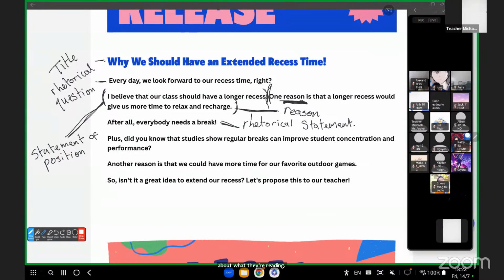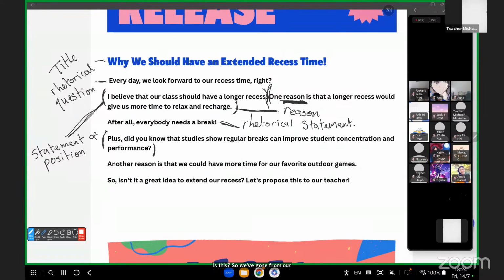Now, what is this? So we've gone from our reason. What comes after our reason? What do we need after our reason? What do we need to give to back up? Very good, Alexander. We need to back up our reasons with evidence. So, very good, Albert, Aurea, evidence.